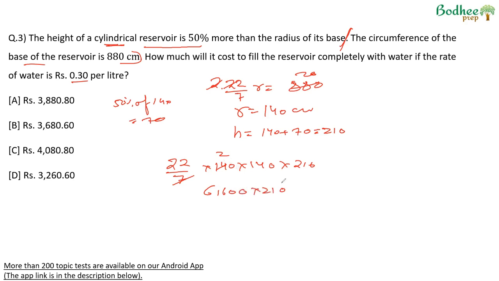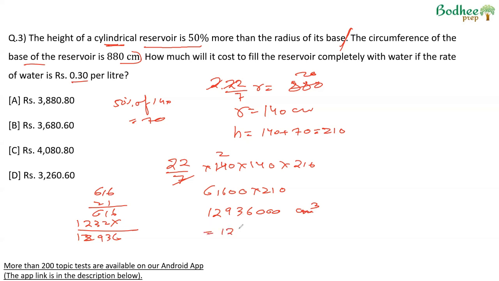Into 210. Further, this will become 616 into 21, which is 12936. So the volume is 12936,000 cubic centimeter. In terms of liters, we can divide by 1000.